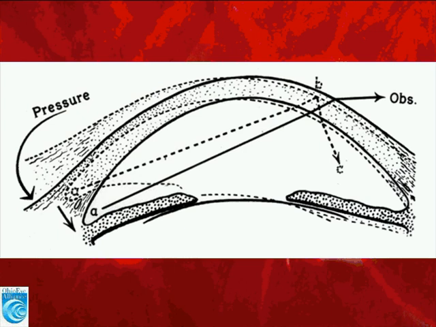In order to indent Schlemm's canal, you need a flanged gonio lens, and by applying gentle pressure near the mirror where you are looking, you can see that blood can reflux into Schlemm's canal.